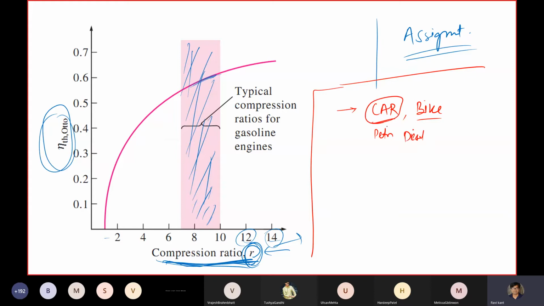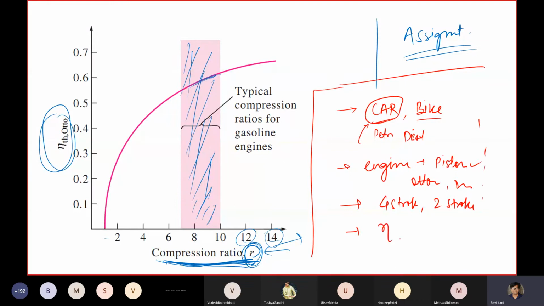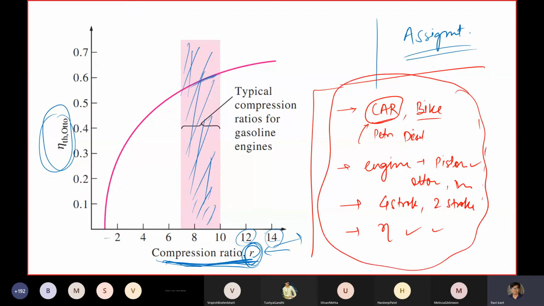You just go and either Google it or find out what engine you have. How many pistons you have in your car or your bike, whether it is working on the Otto cycle or the diesel cycle, whether it is 4-stroke or 2-stroke. You have to list it out. What are its efficiencies, if at all you have them, you have to look into it, check on it, and make a report of it.